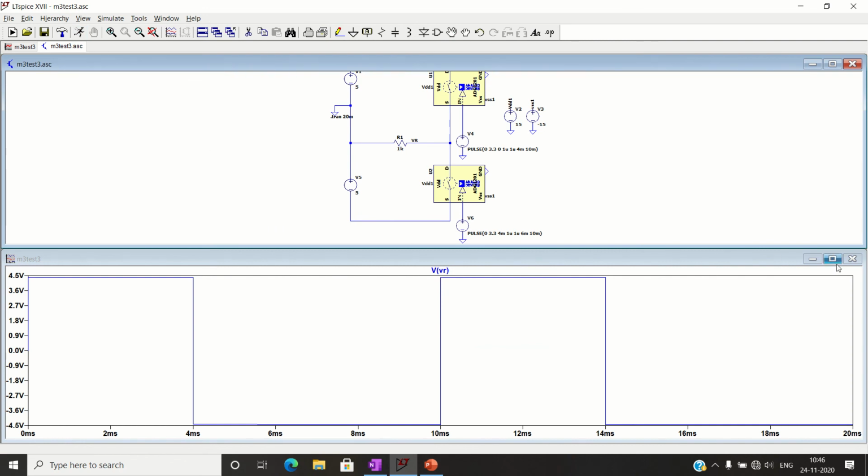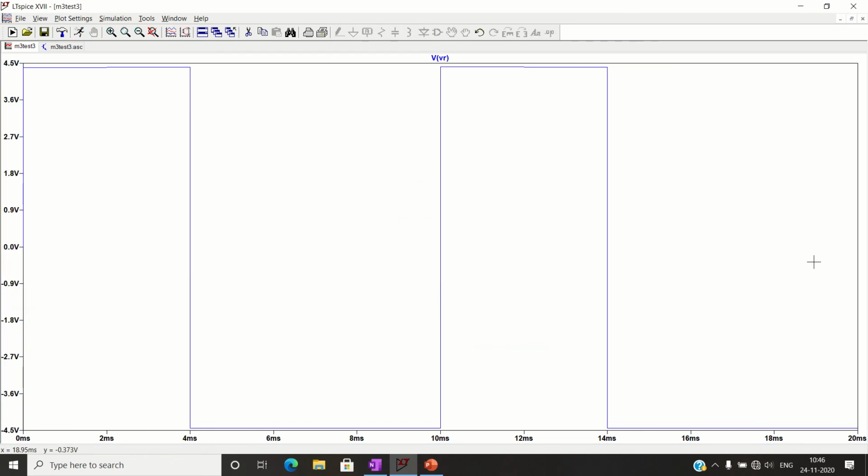Here you can see there is a change in the on time. We have run it again, but now instead of 50% on and 50% off, it is on for 4 milliseconds and off for 6 milliseconds. If you observe this part, it is 0 to 4 milliseconds, on for 4 and off for 6. So I am able to change the duty cycle of my AC signal by changing the time parameters of my switches. This is one thing you can observe.